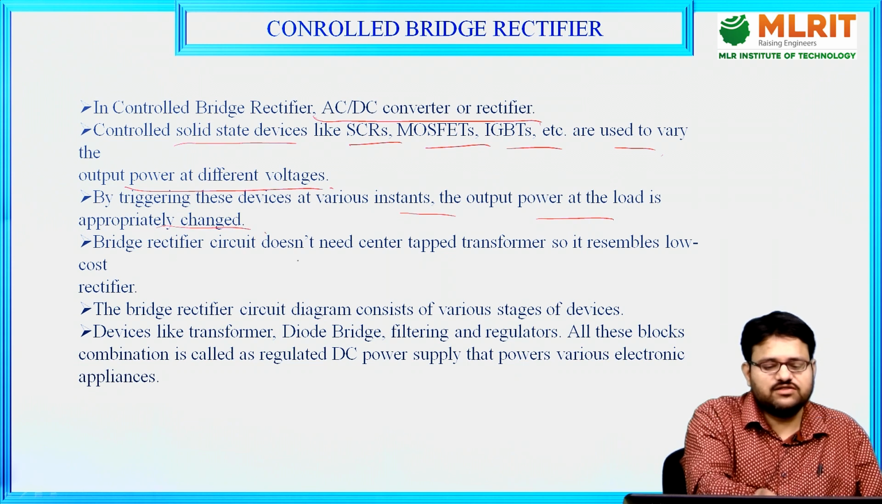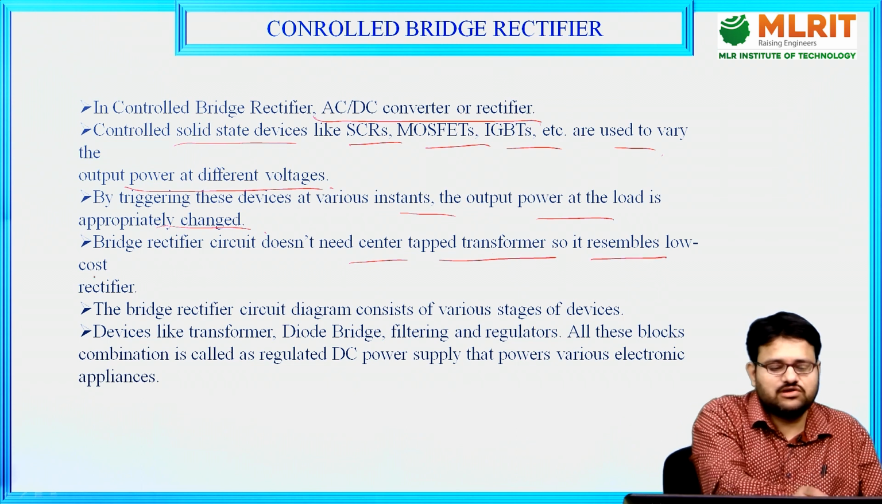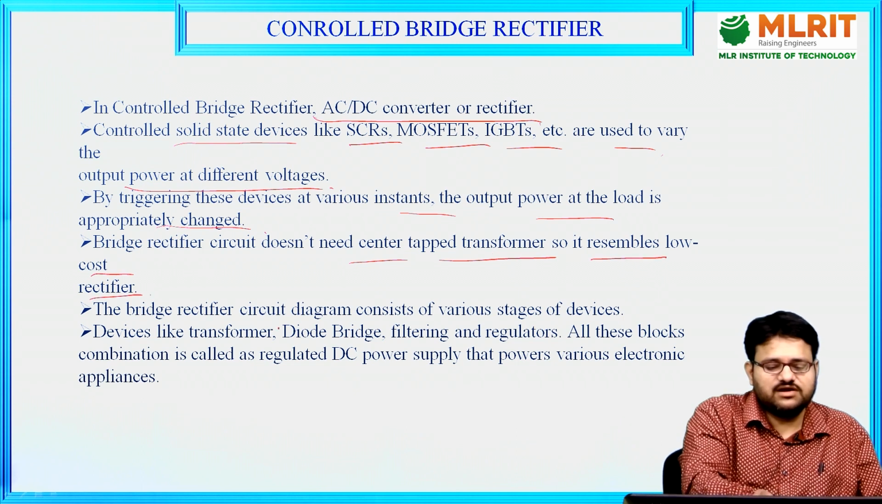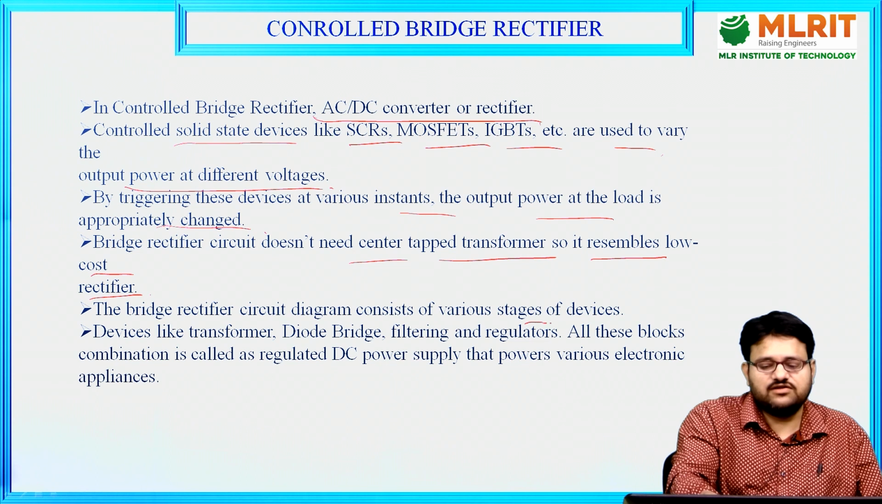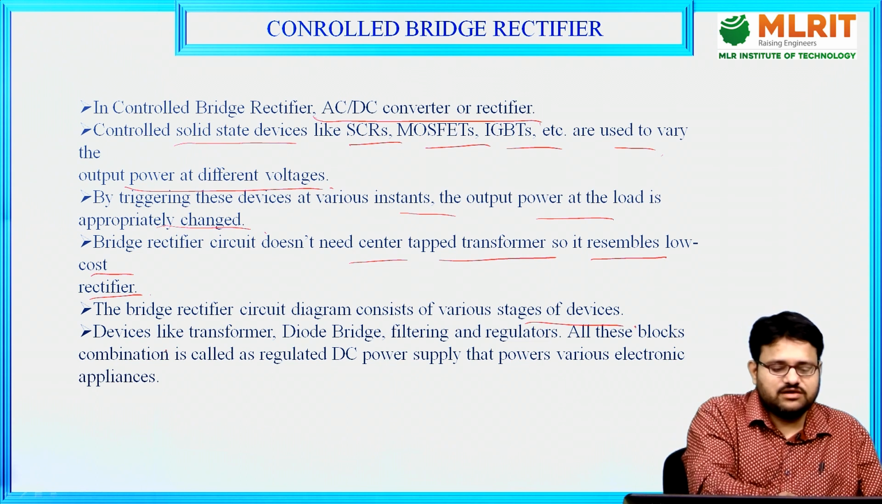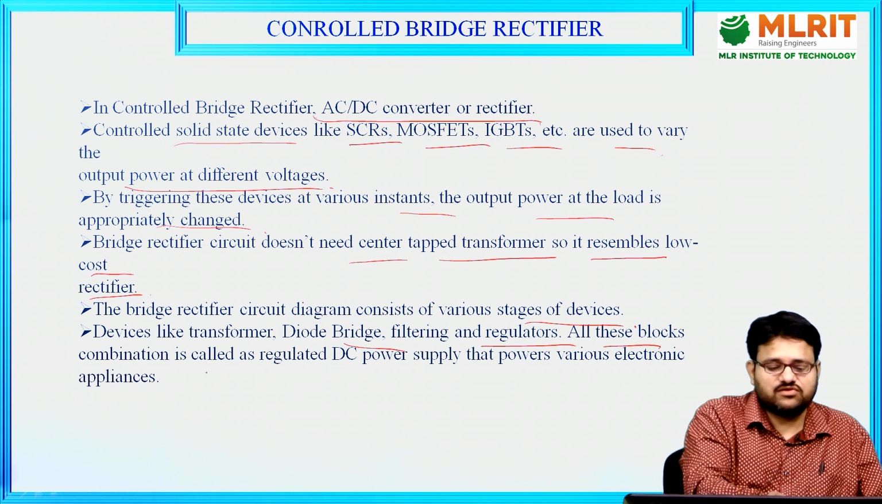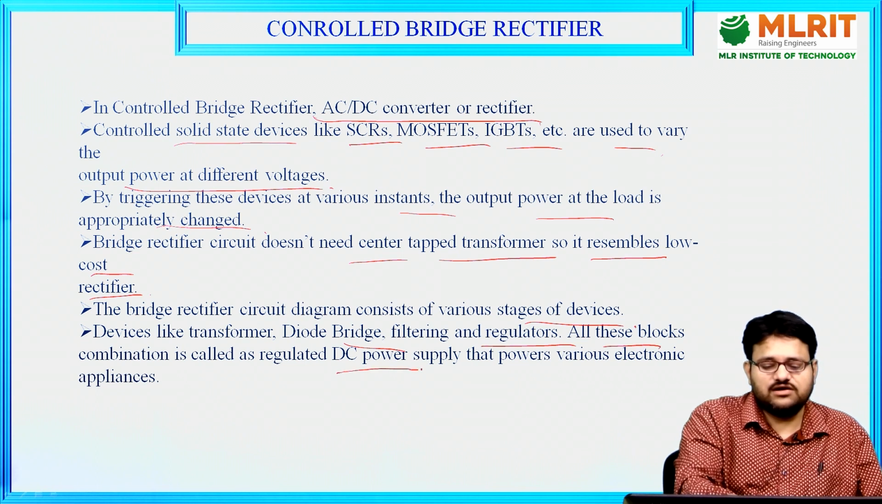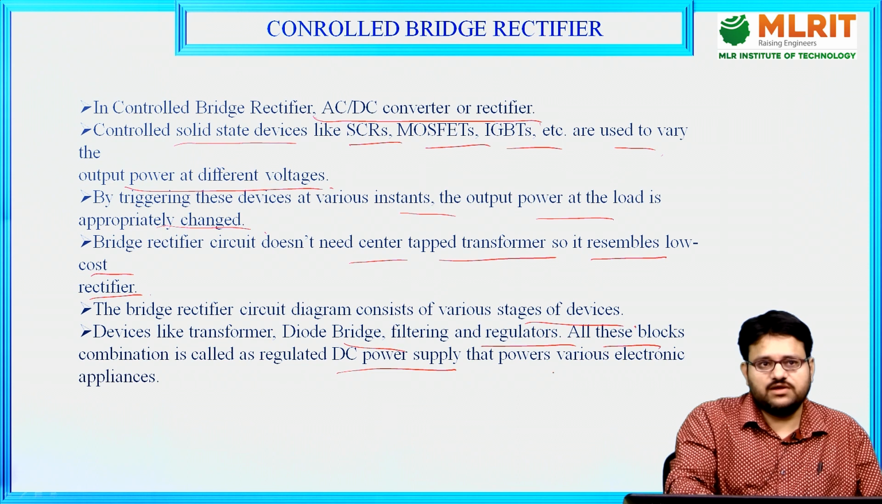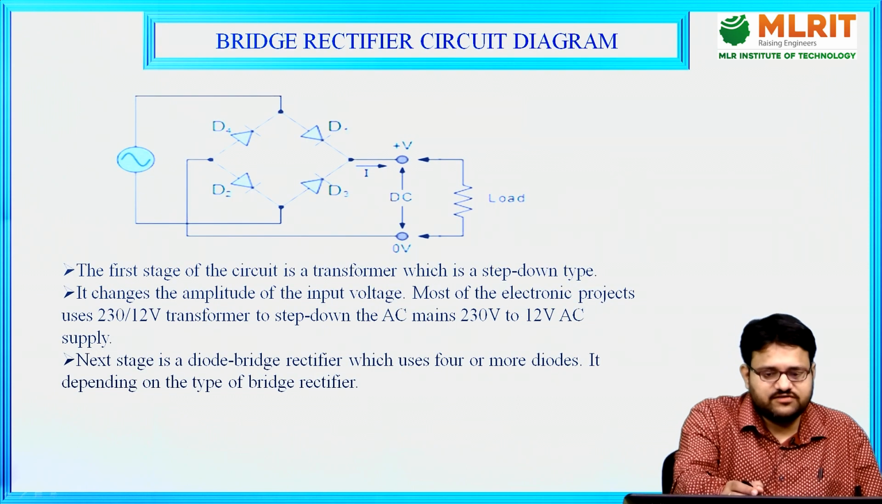The bridge rectifier circuit does not need a center tap transformer, so it is a low cost rectifier. The bridge rectifier circuit diagram consists of various stages of devices: transformers, diode bridge, filtering and regulators. The combination of all these blocks is called a regulated DC power supply that powers various electronic appliances. So this is a bridge rectifier circuit diagram.